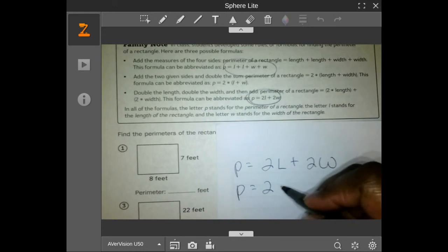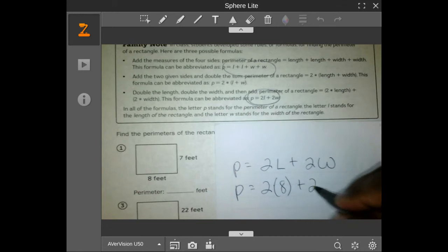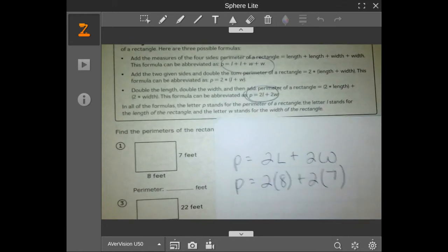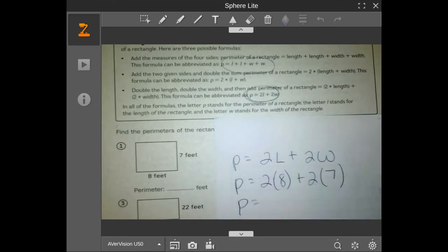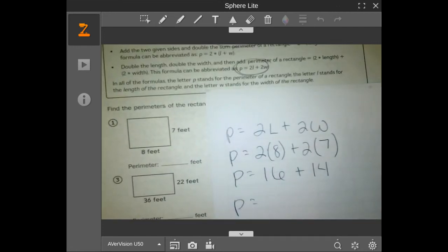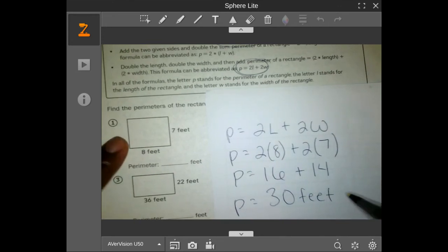P equals 2. What's my length? 2 times 8 plus 2 times my width, 7. 2 times 8 equals 16. 2 times 7 equals 14. Now I'm going to add them together. 16 plus 14 equals 30. So my perimeter for number 1 is 30 feet.